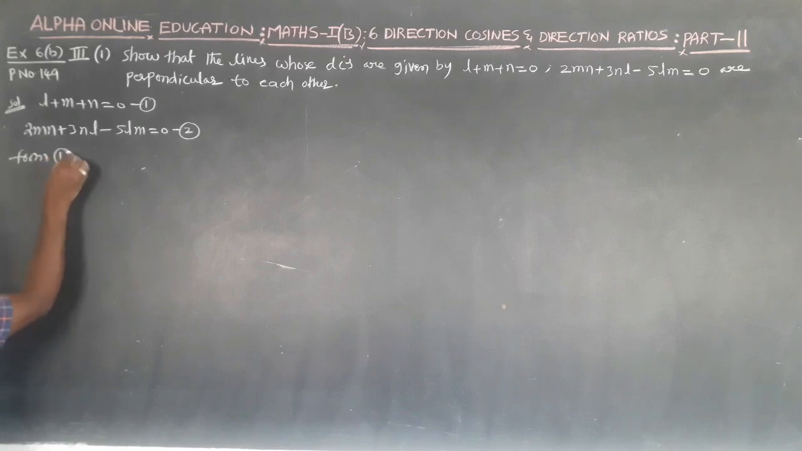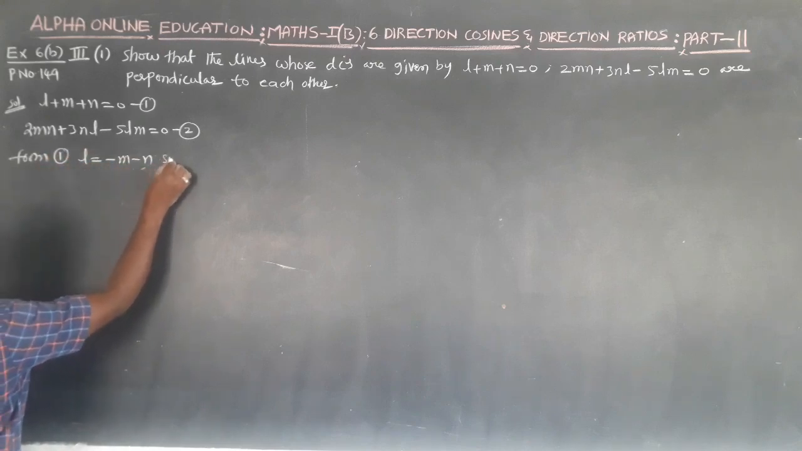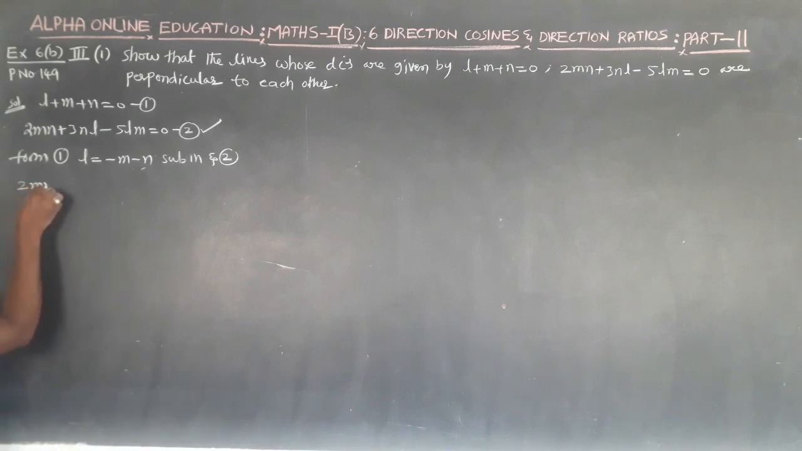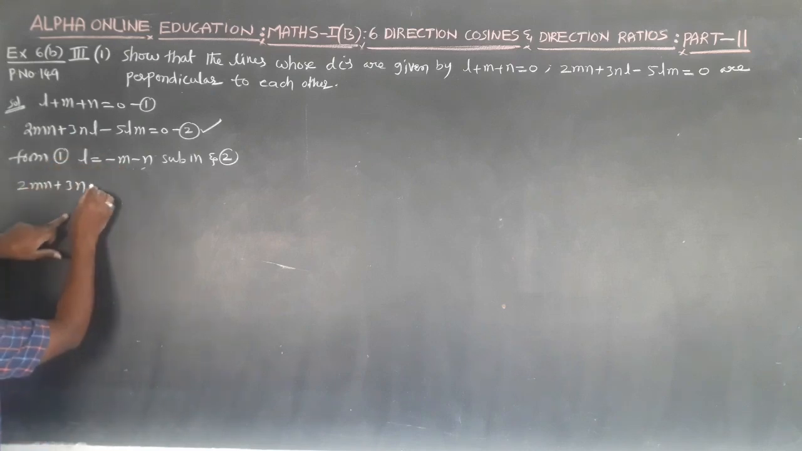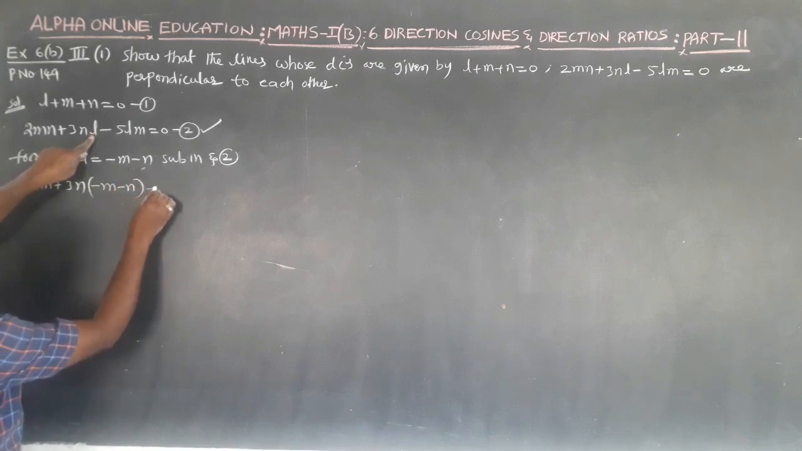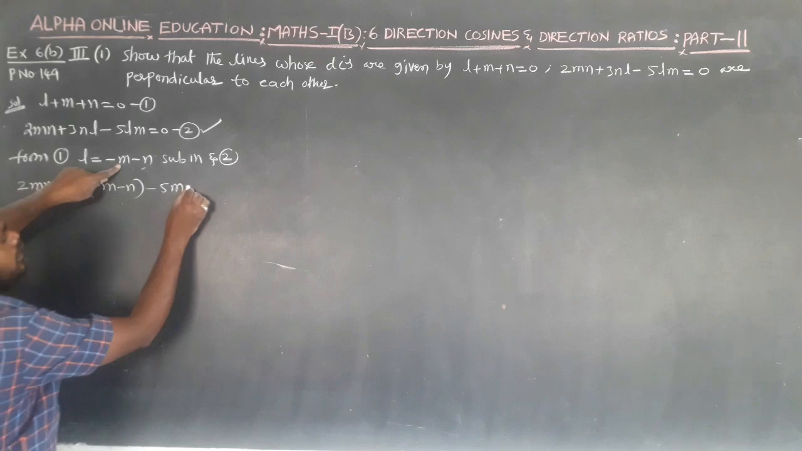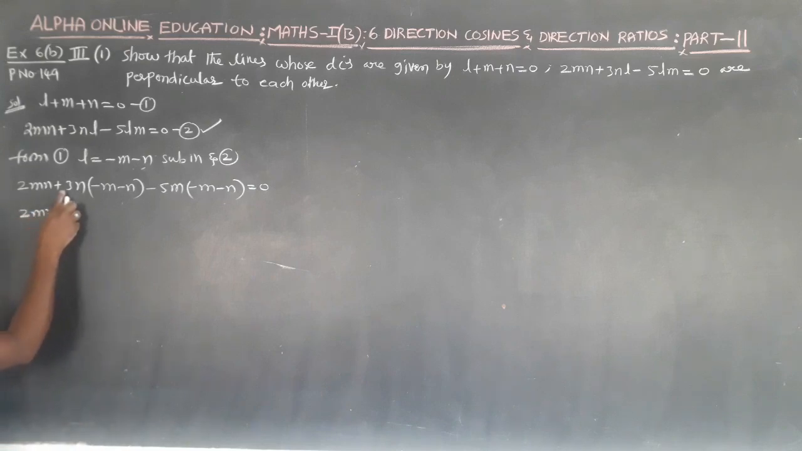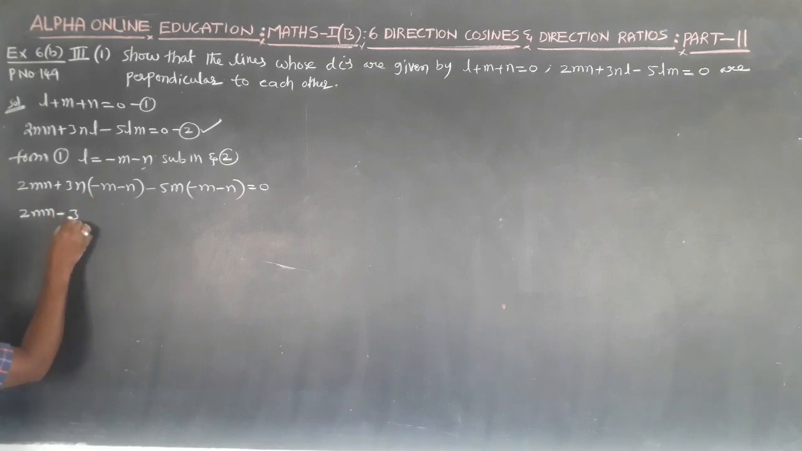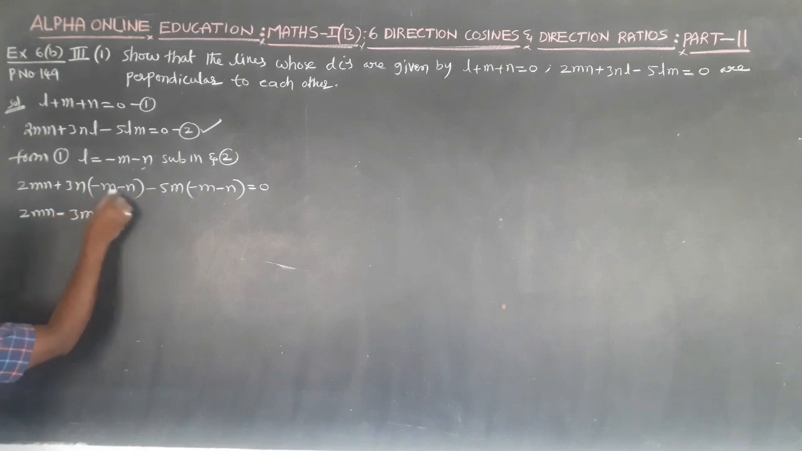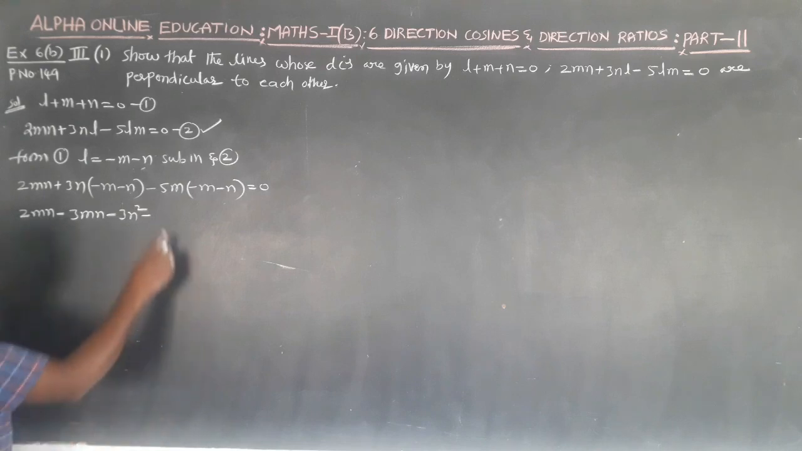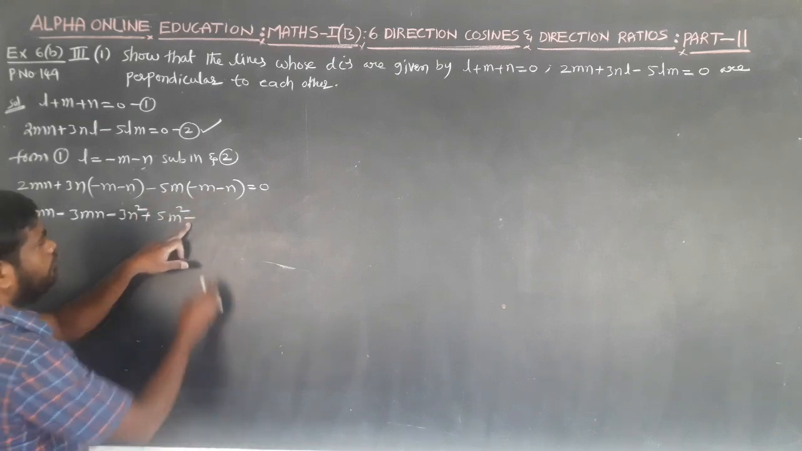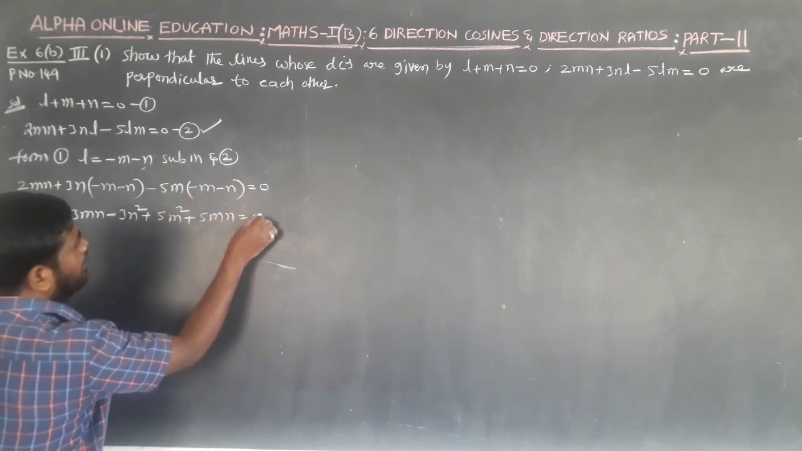From 1, l = -m - n. Substitute in equation number 2: 2mn + 3n(-m - n) - 5m(-m - n) = 0. That gives 2mn - 3mn - 3n² + 5m² + 5mn = 0.